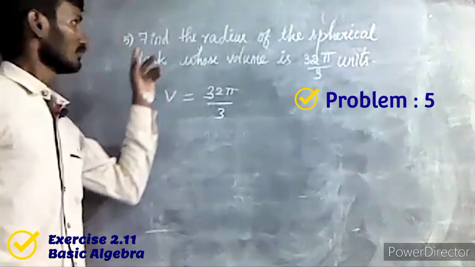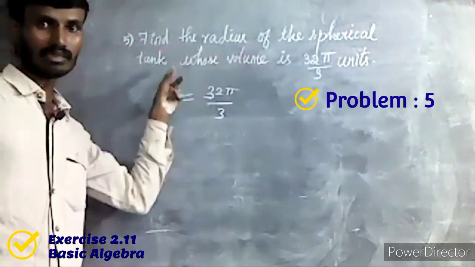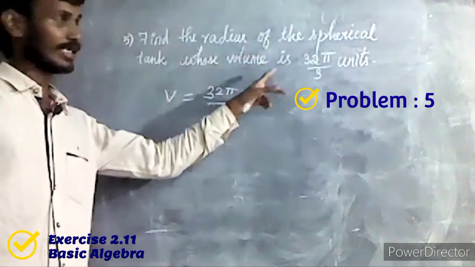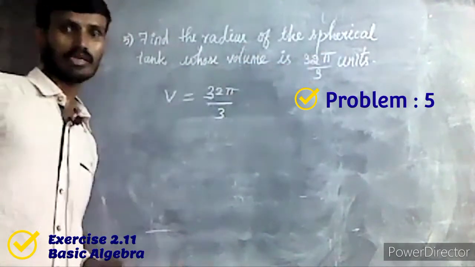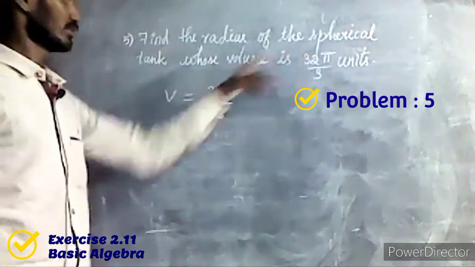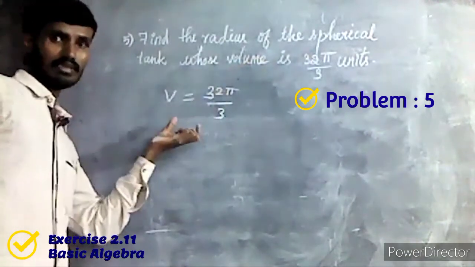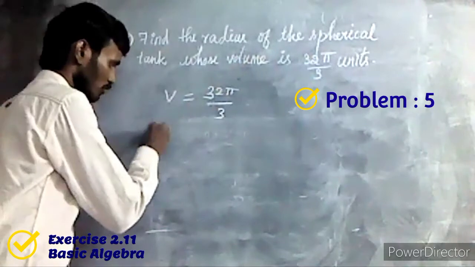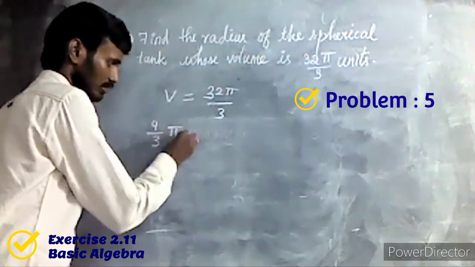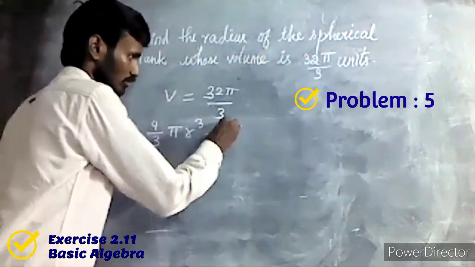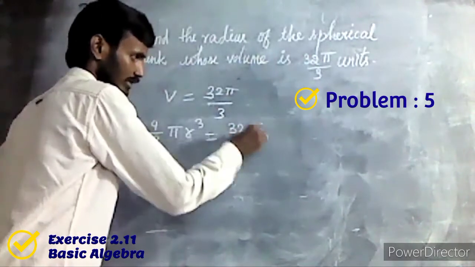Problem number 5. Find the radius of the spherical tank whose volume is 32 pi by 3 units. So noted, volume is given. Volume is equal to 32 pi by 3. What is the volume of the sphere formula? That is 4 by 3 pi r cube equal to 32 into pi by 3.